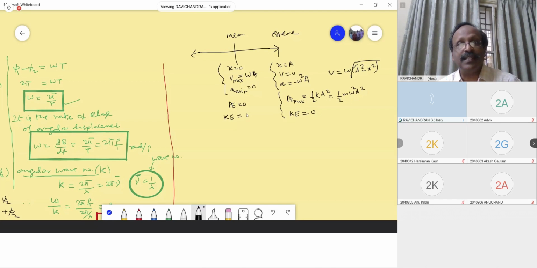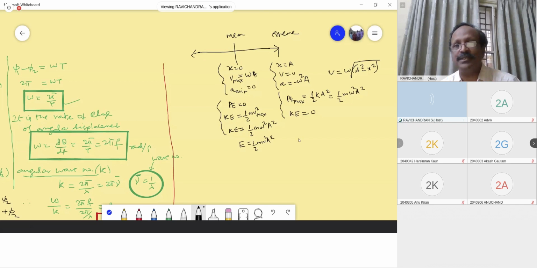Kinetic energy is maximum. Kinetic energy maximum means what? It should be half m v square, with maximum velocity. You can substitute v maximum, which is omega a. So I can substitute here, kinetic energy is equal to half m omega square a square. Whether you take mean position or any position, the total energy is constant. E is equal to half m omega square a square.